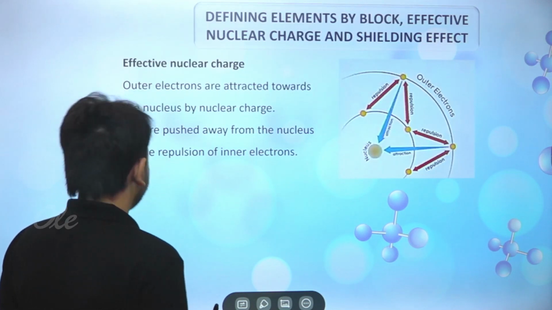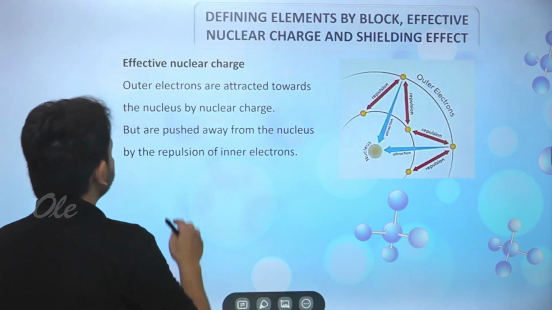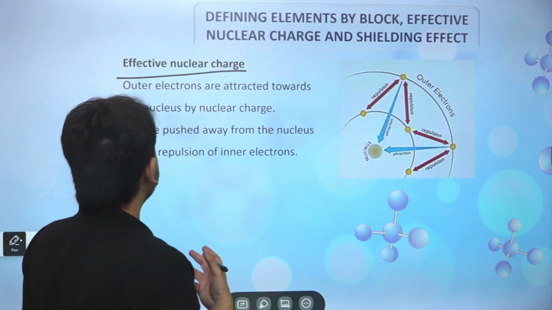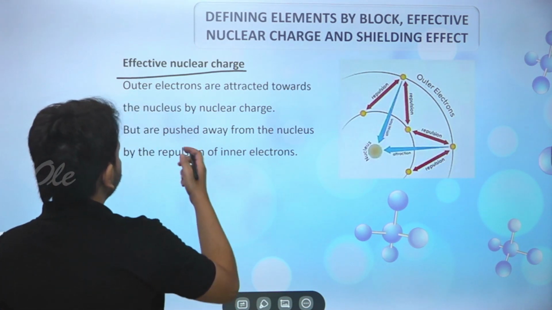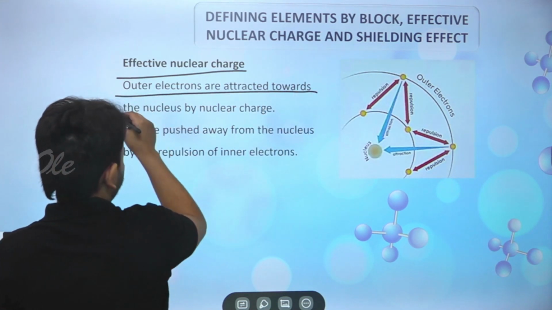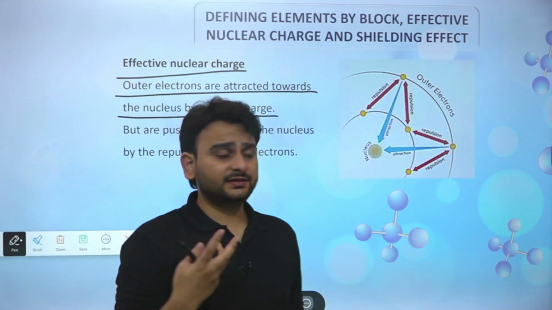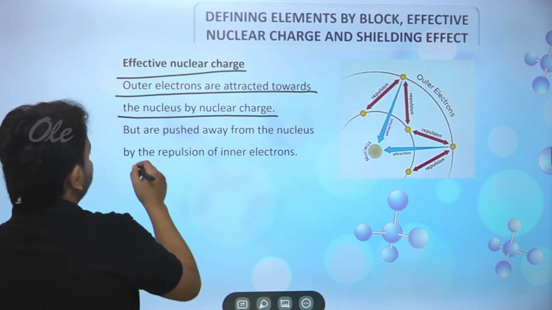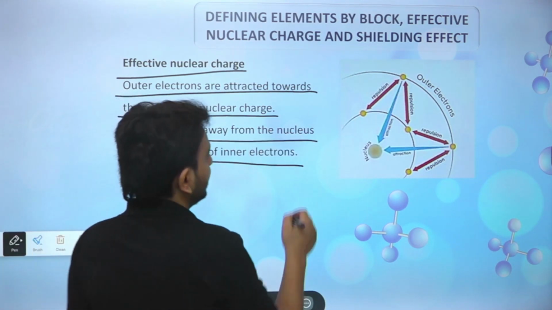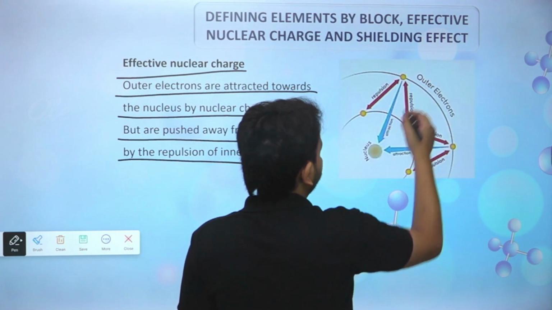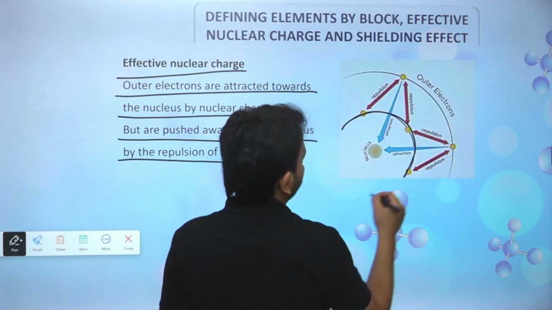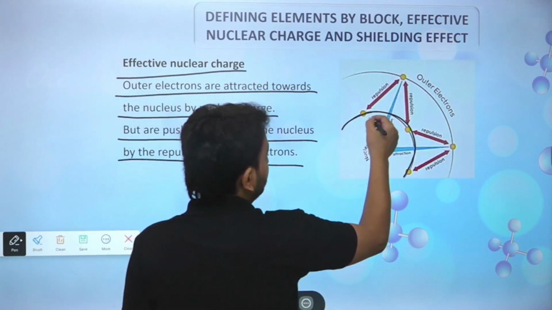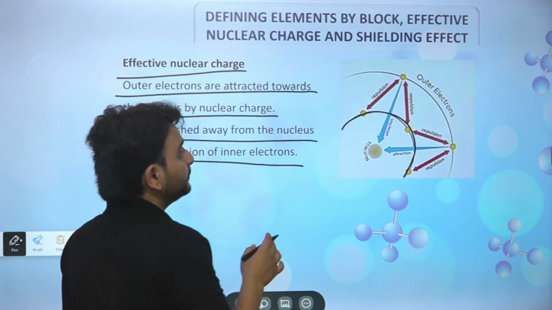Next is effective nuclear charge, guys. So effective nuclear charge, basically the concept says that although the nucleus will have a certain charge, outer electrons are attracted towards the nucleus by a nuclear charge, right? But this nuclear charge will get reduced because of the repulsion of inner electrons. So the first shell won't experience any change in nuclear charge. There will be no electrons shielding the outer electrons.